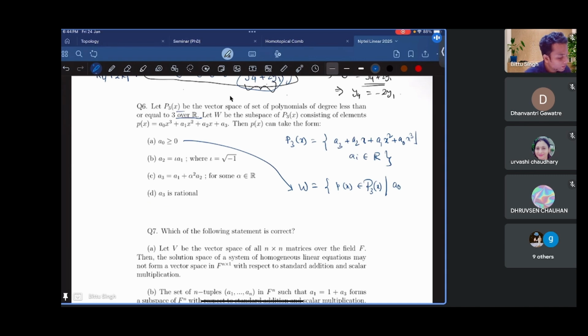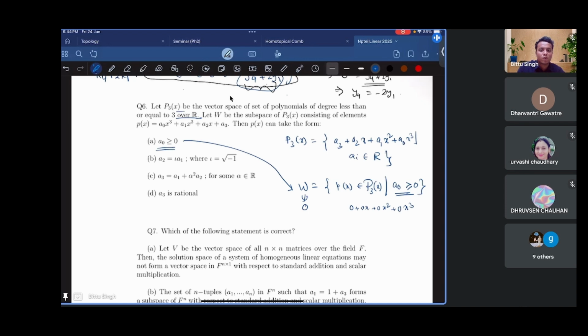Well, A0 is given as A0 greater equal to 0. So is it possible? Will it form a vector space? So 0 belongs to W. Is it clear why 0 belongs to W? Because 0 plus 0x plus 0x square plus 0x cube satisfies the condition A0 greater equal to 0. So the 0 vector is present.